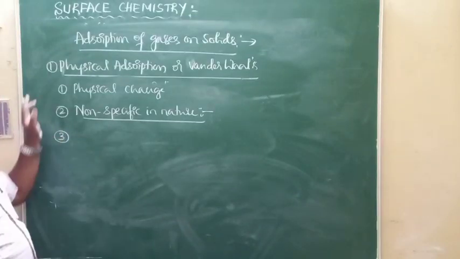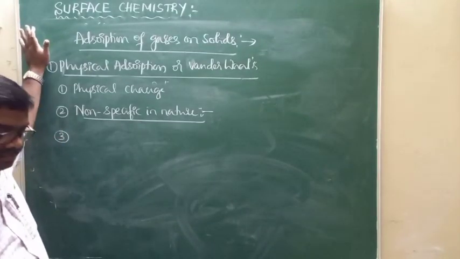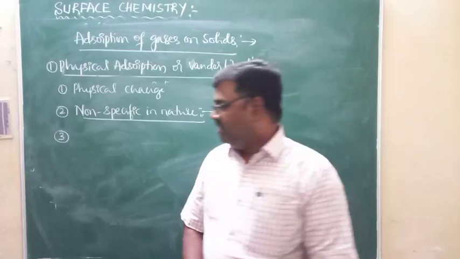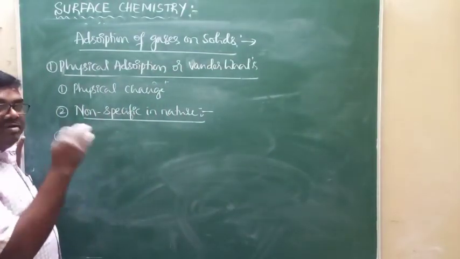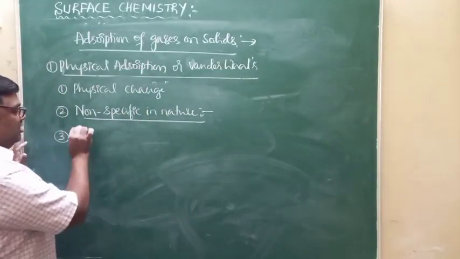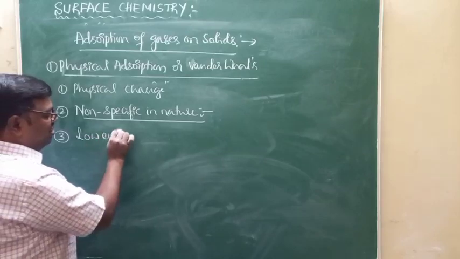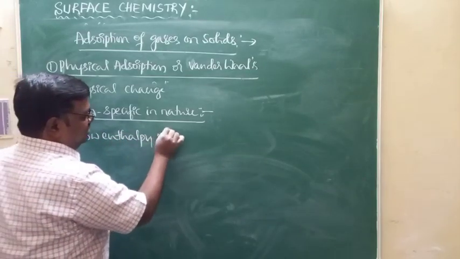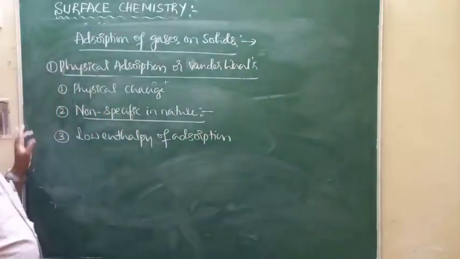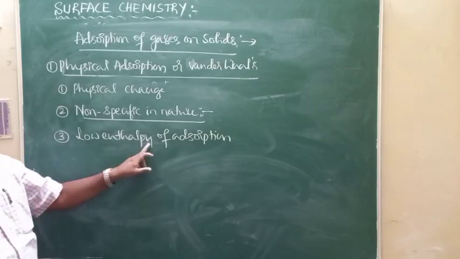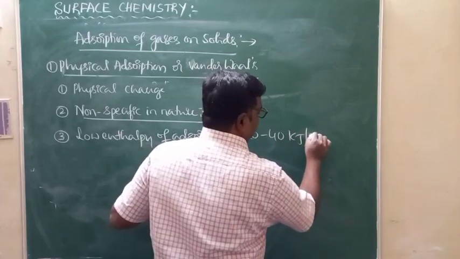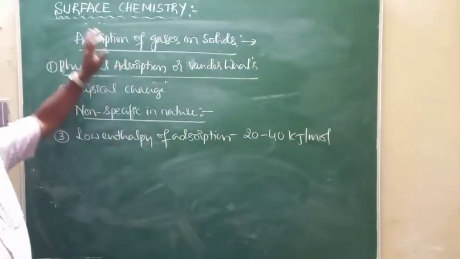As for the third property, physical adsorption involves weak forces of attraction. Because of that, the amount of heat liberated during physical adsorption will be very low. That's why it is characterized by low enthalpy of adsorption. So this is another property of physical adsorption. It will be from 20 to 40 kilojoules per mole.